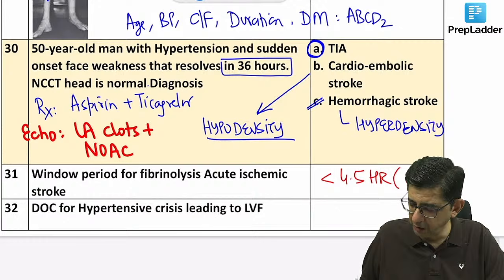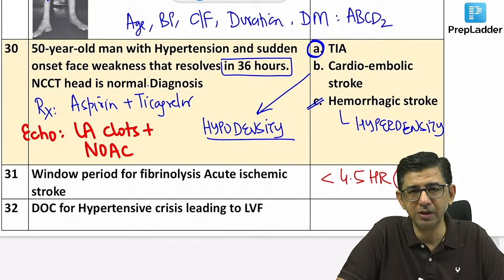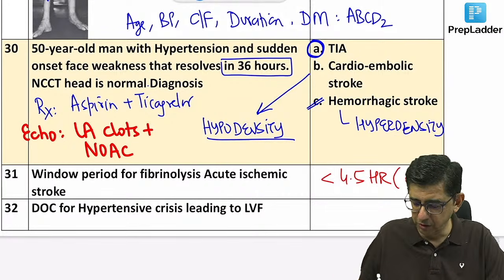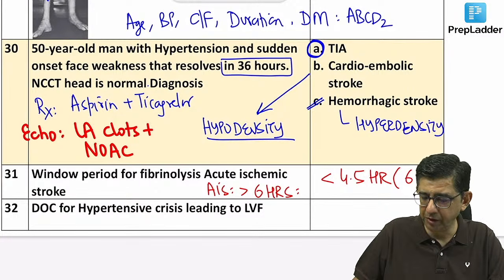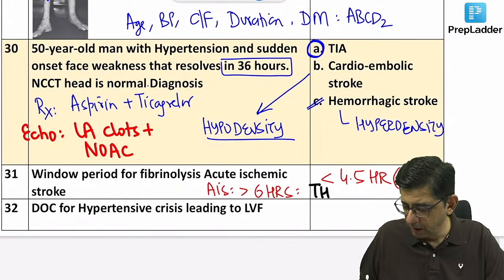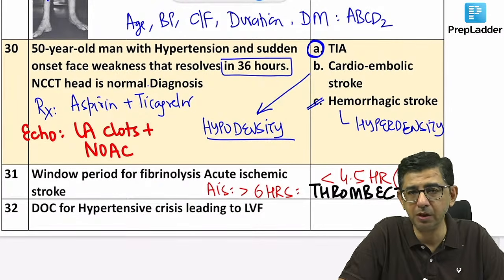though you know the upper limit has been revised. The upper limit is 6 hours, but ideally we should be doing thrombolysis or fibrinolysis within 4.5 hours. And if he mentions a question on acute ischemic stroke presenting after 6 hours, and he asks what treatment would be reserved for this individual, then we'll answer this as thrombectomy. We can be treating acute ischemic stroke patients up to 24 hours.